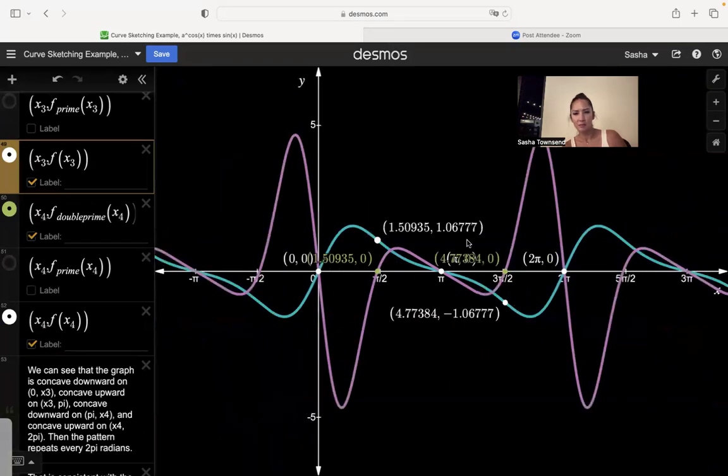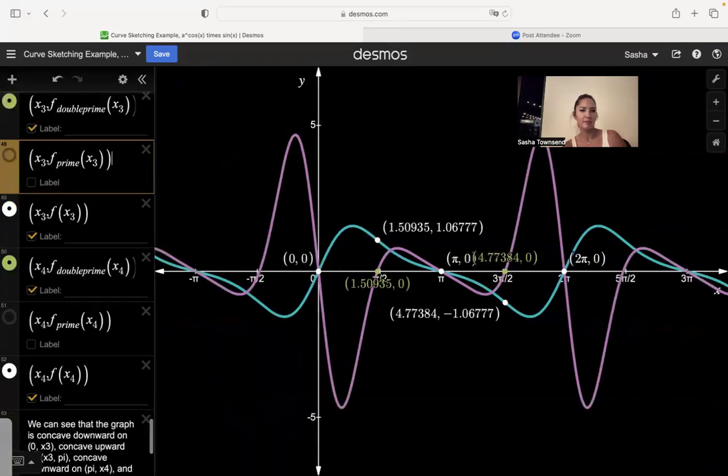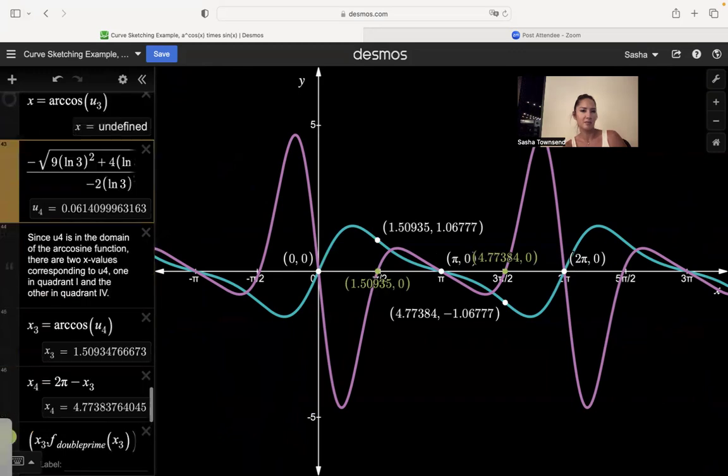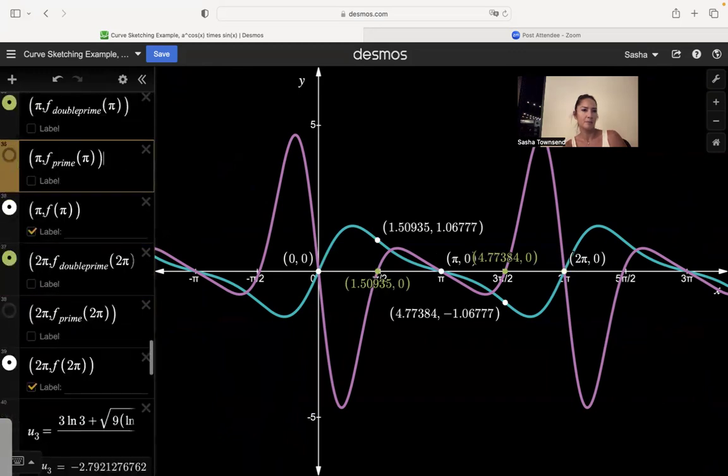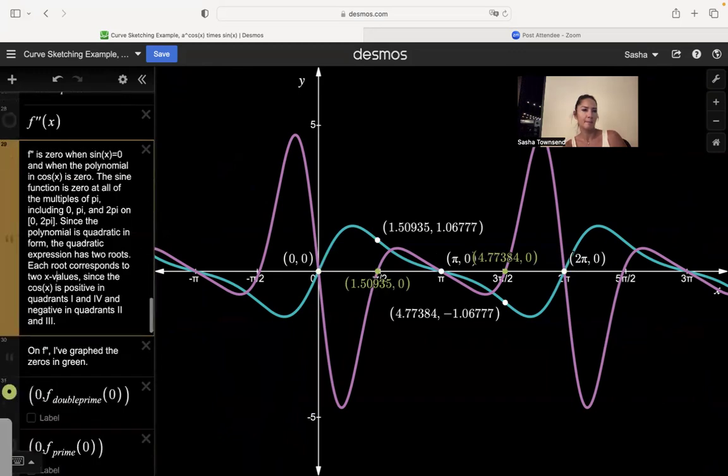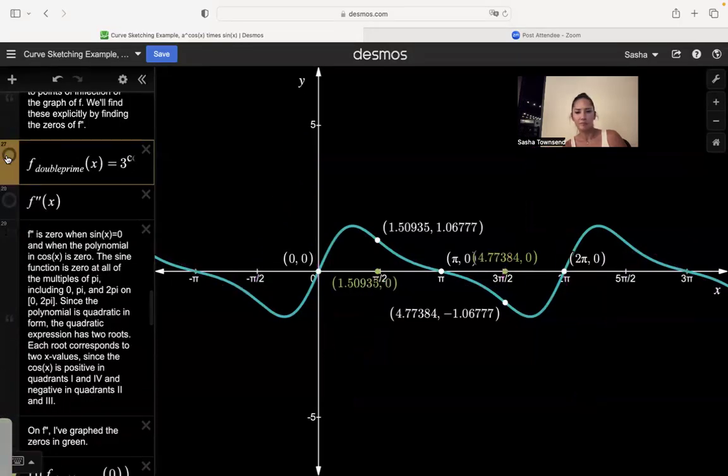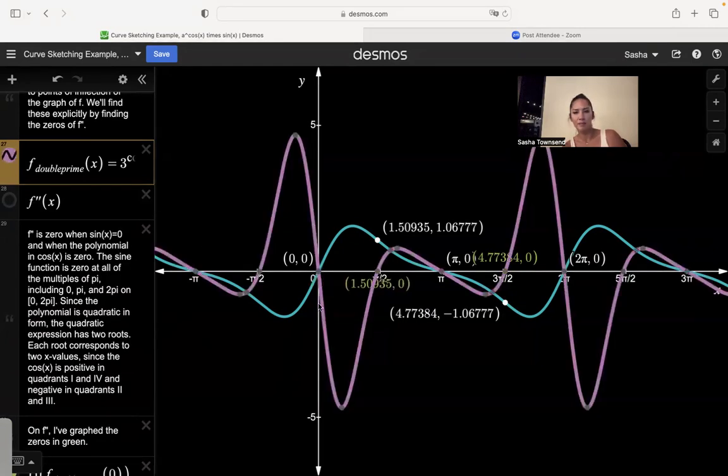And so if you zoom out a little bit, actually, if you hide f double prime, you can see it a little bit better. That's what we've got. It's concave downward, then concave upward, then concave downward, then concave upward. And we can see that. Now if we graph f double prime again, we can see that's consistent with the graph of f double prime.